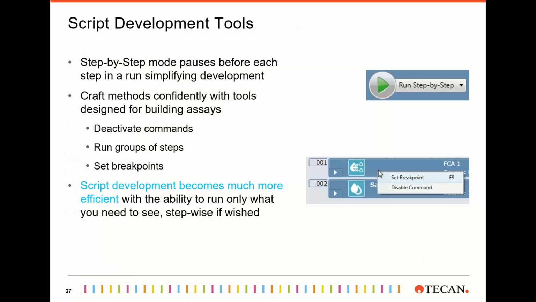Some of this I already showed you as well. We have some more advanced script development possibilities. So you can run script step-by-step mode, so it will pause after every step, which is really nice. Or as I showed you already, you can deactivate certain command lines that you don't want to have executed at that moment, or you can only run groups of them. You can also set a breakpoint after a certain number of lines if you want to have the script pause there so that you can check something, and so forth. So it's really easy to script in Fluent Control with these tools.